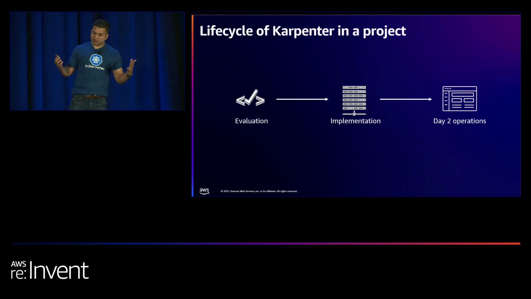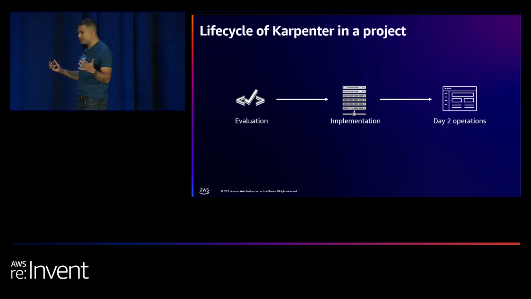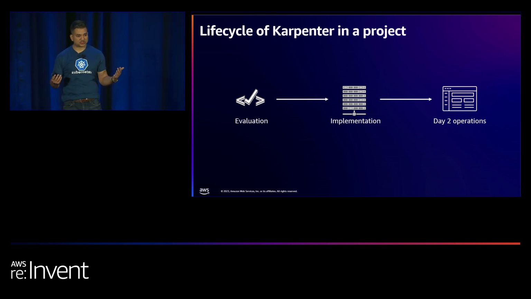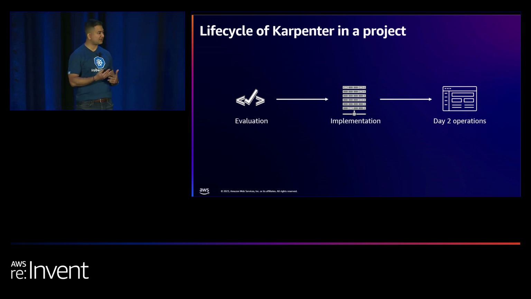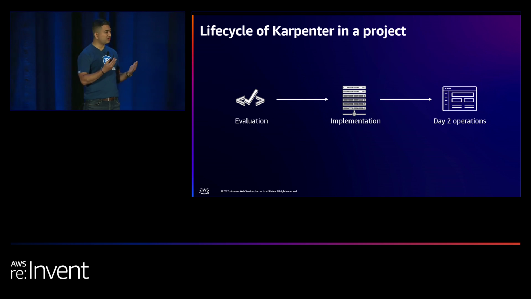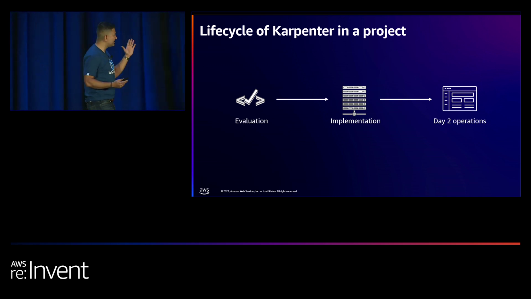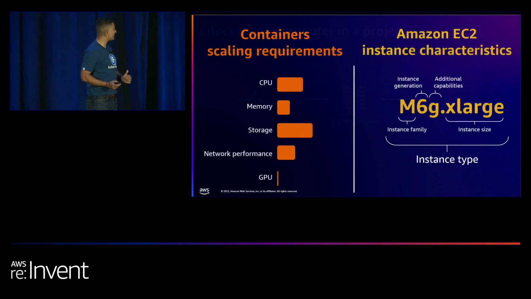So let's say at this point you are like, all right, I want to adopt. What are the steps? Generally, first, you will do some evaluation, see what features Karpenter provides, and then you will implement it. After you implement it, you have to think about day 2 operations. This will be the flow of our talk as well. We're going to start with the evaluation first.